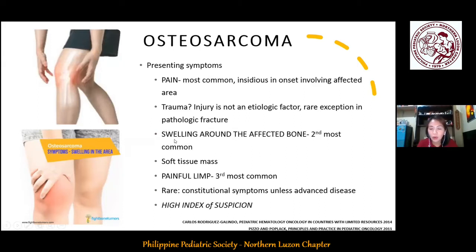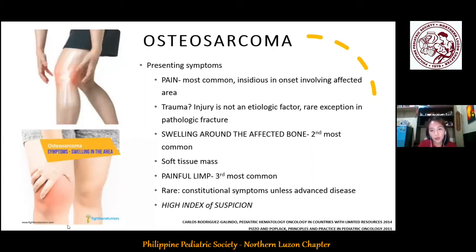And the second most common symptom would be swelling around the affected bone. So tumors may be easily palpable, especially when they are located in areas such as the anterior surface of the femur, but may manifest only as leg edema when occurring in difficult to appreciate areas such as your popliteal fossa. Increase in swelling will affect the adjacent joint, leading to loss of function.